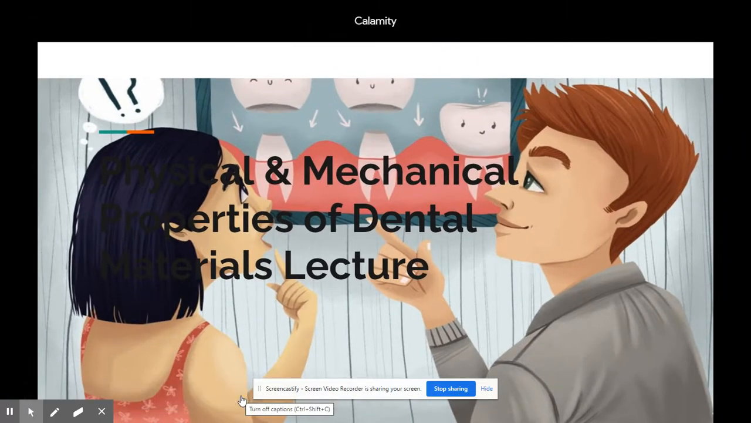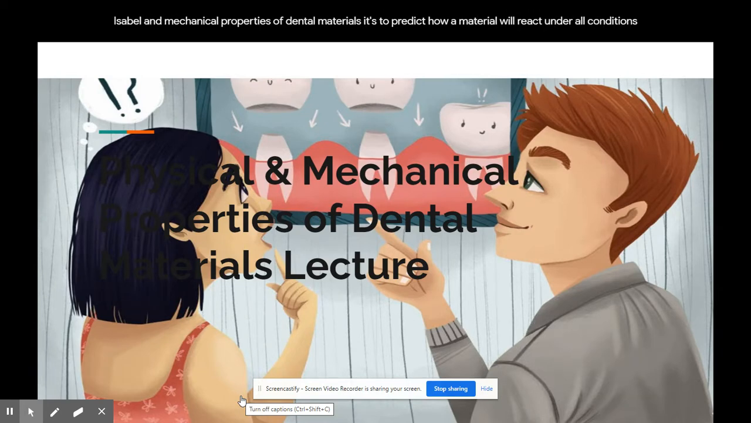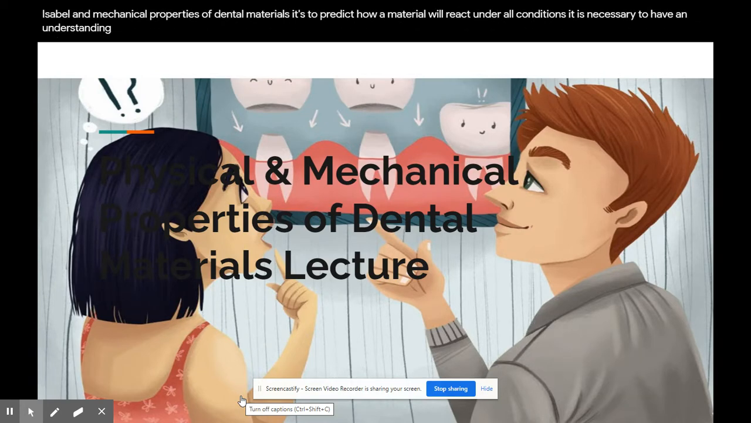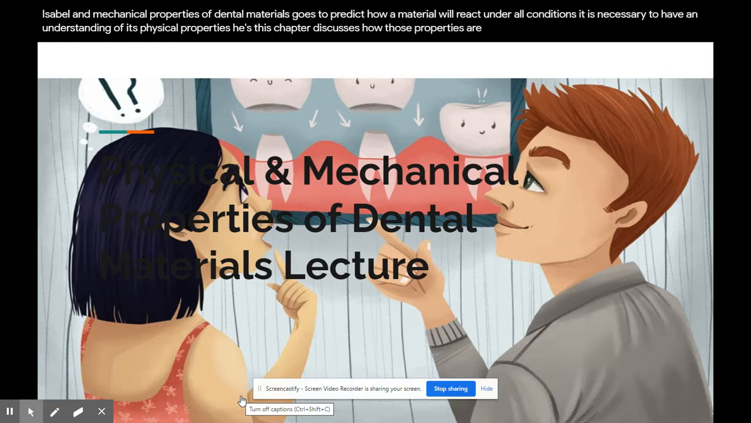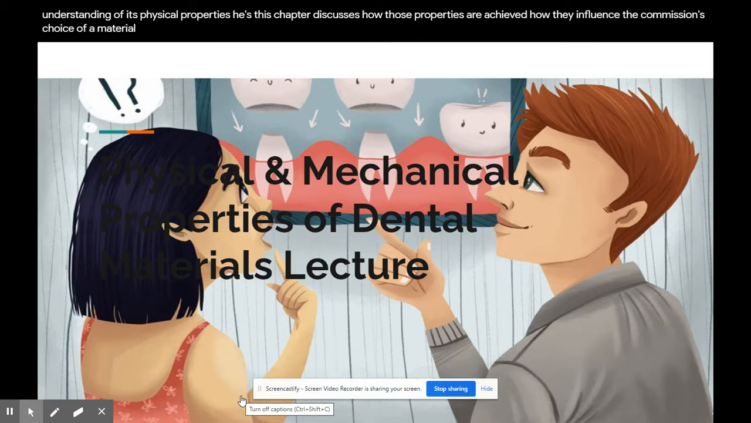Physical and mechanical properties of dental materials. To predict how a material will react under oral conditions, it is necessary to have an understanding of its physical properties. This chapter discusses how those properties are achieved, how they influence the clinician's choice of a material, and how and when properties can be manipulated.